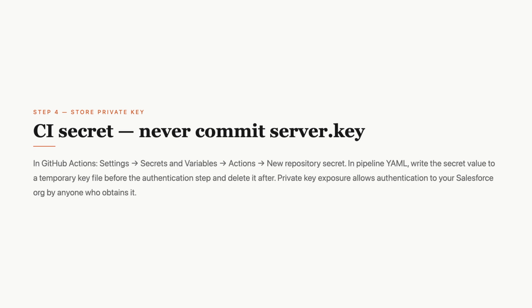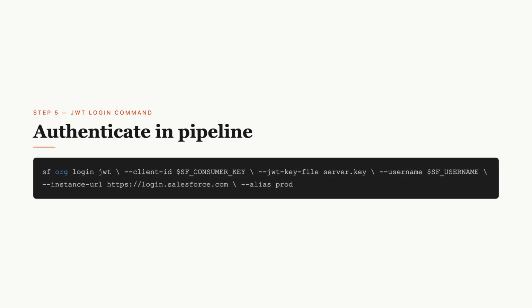The JWT authentication command in the pipeline, sf org login jwt, with client ID set to the consumer key from the connected app, jwt key file pointing to the temporary key file you wrote from the secret, username set to the Salesforce username of the deployment user, instance URL set to https://login.salesforce.com for production or https://test.salesforce.com for sandbox, and alias set to whatever short name you use in subsequent deploy commands. After successful authentication, all subsequent sf commands run against this authenticated session using the alias.